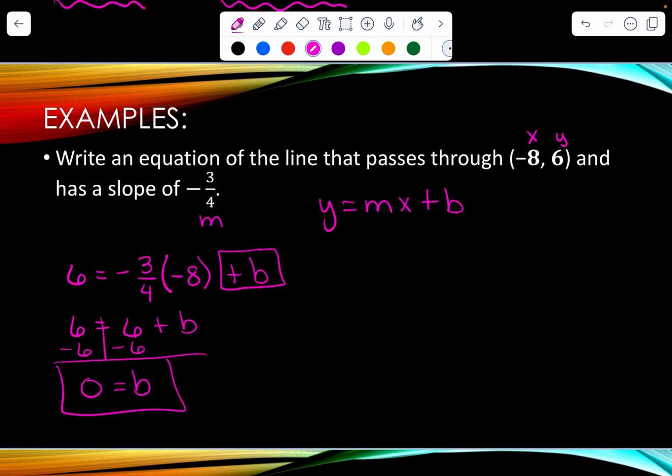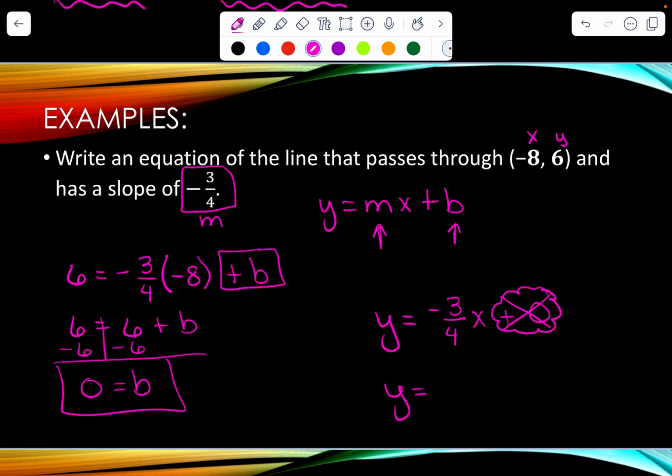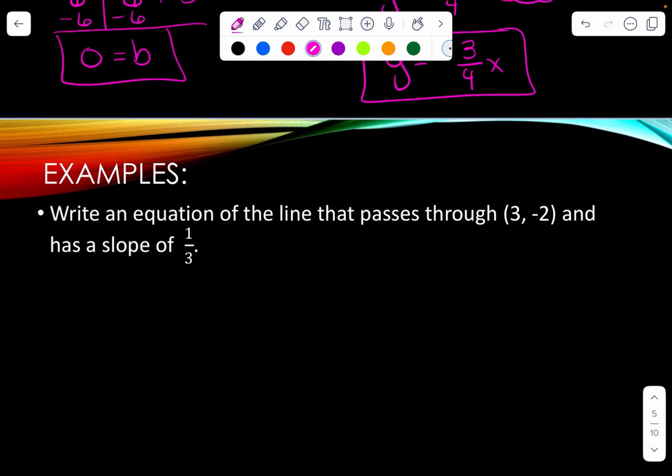Now, we're going to write our final equation. So we're going to take our slope and our b and write them into our final equation. So my final answer would be y equals negative 3/4 x plus 0, but we do not need to write this because it's a 0. So my final answer is y equals negative 3/4 x. And that would be our final equation in slope-intercept form that passes through that point, negative 8, 6, and has a slope of negative 3/4. All right, let's try another one.